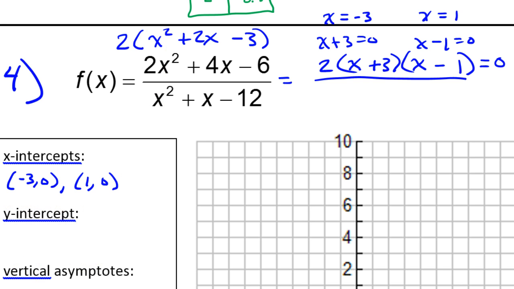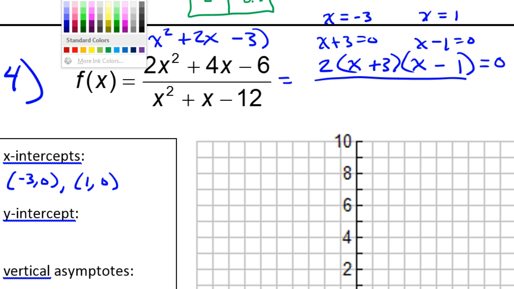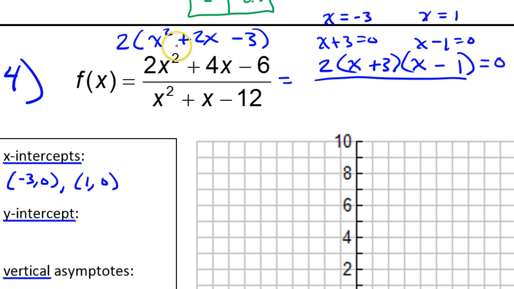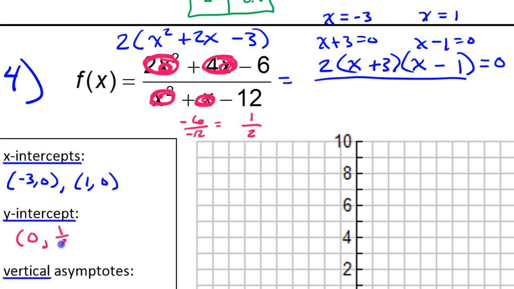Alright, for the y-intercept, what you want to do is let x equal 0. Substitute 0 for all the x's. So if I put 0 in for this x right here, that's going to make this entire term 0. If I put 0 in for this x, that means this term is 0. Similarly, this will be 0 and this will be 0. So basically these 4 terms are gone. So that just leaves negative 6 over negative 12, which simplifies to positive 1/2. Okay, so that means that the y-intercept is going to be 0 comma 1/2.